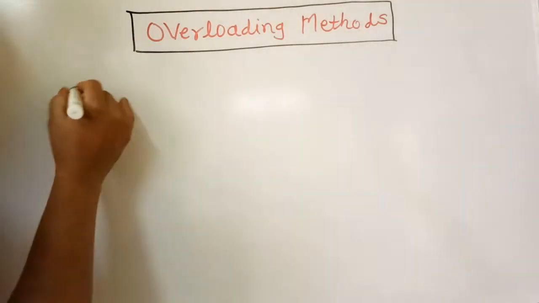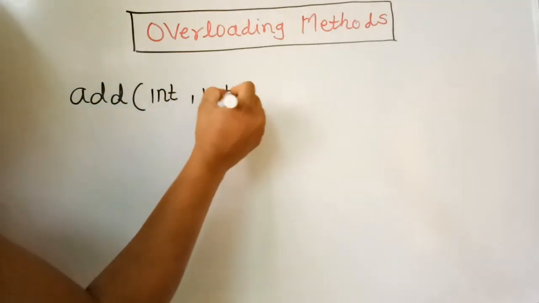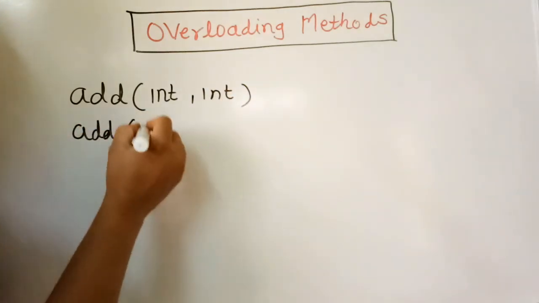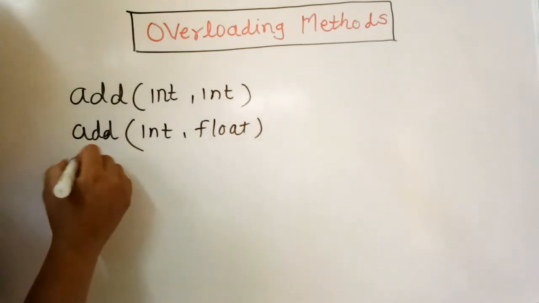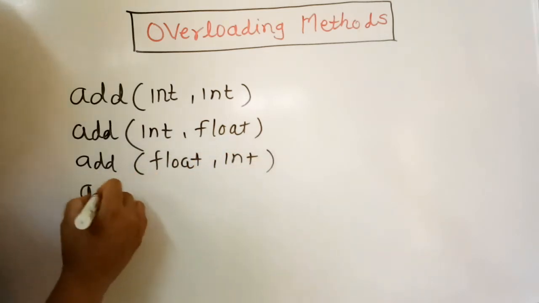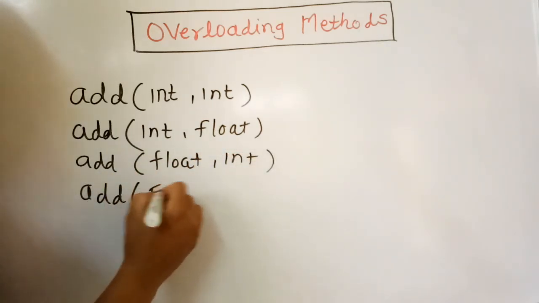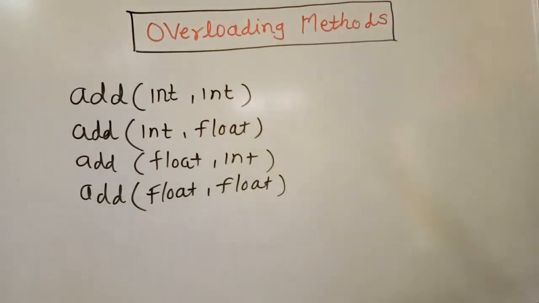For example, add is a function having two parameters of type integer. Again, there is an overloaded method add, having one integer and one float. Again, another add, that is a float and an integer, and again another add method having both float data types as parameters. Now, how will the system identify exactly which of these methods to call?